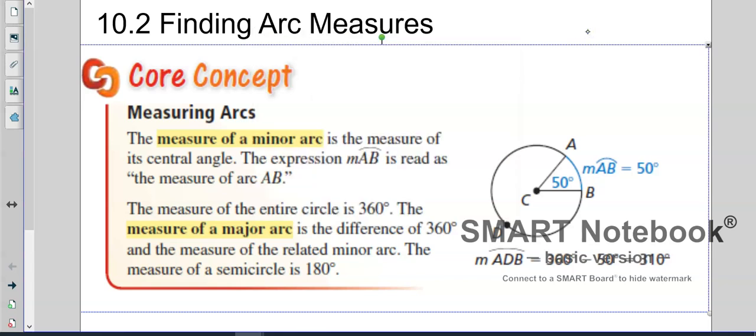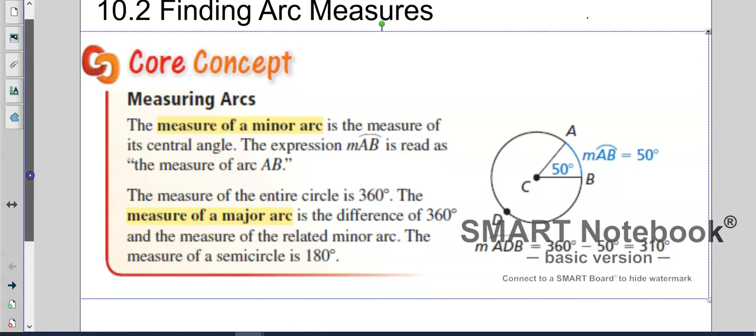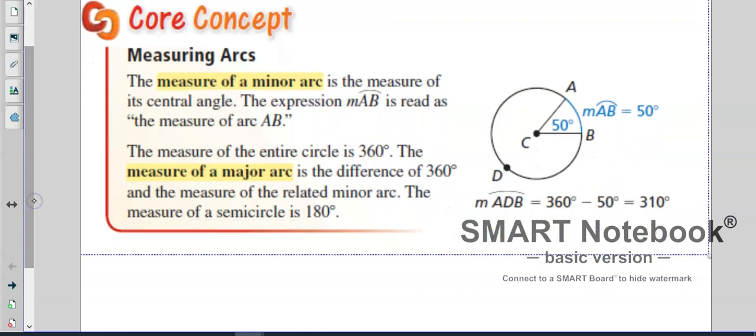All right, section 10.2, finding arc measures. So we've got some new terms here. If you look at this, we have a circle with a center C. And then we have an angle here, ACB. That's an angle, and the angle measures 50 degrees. Well, that is called a central angle because the vertex is the center of the circle. So it's called a central angle.